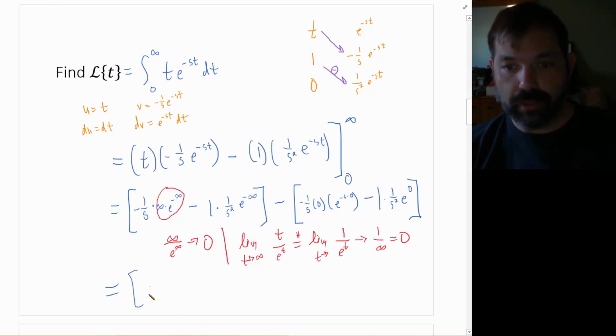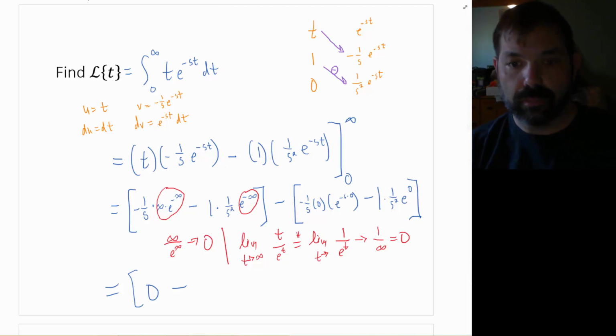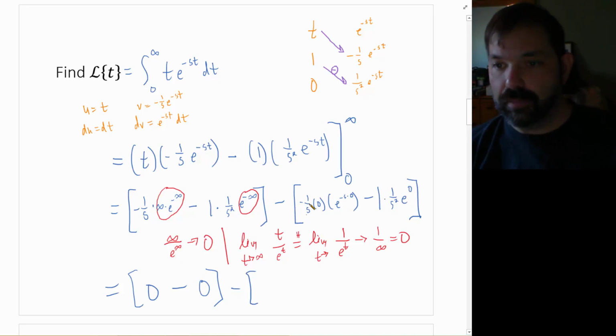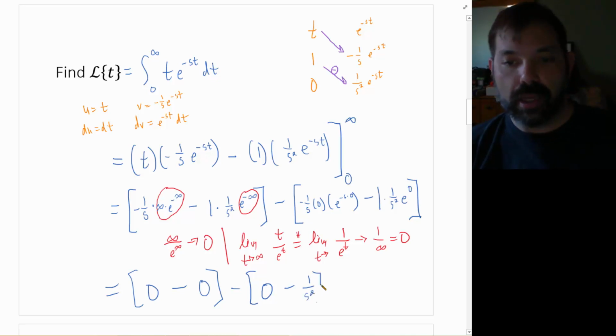All right, so what do we have now? We would have 0 minus, and remember, this e to the negative infinity is going to tend to 0. So we have 0 minus 0 minus, and there's a 0 here, so that's 0 minus 1 times 1 over s squared. Now, e to the 0 is 1, so that would be 1 over s squared. And so after we simplify all this, we get that the Laplace transform of t is 1 over s squared.